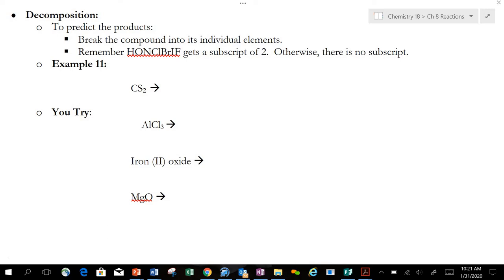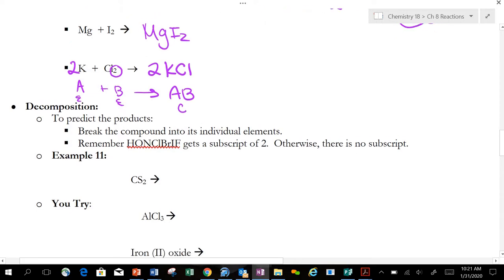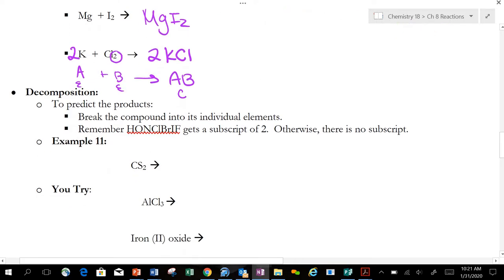All right, so today we are going to go over decomposition reactions, which is the reverse of a synthesis. So synthesis, if you recall, is going to be A plus B, and this will give us AB. So we're putting an element with another element and making a compound. So this is where we crisscross our charges.